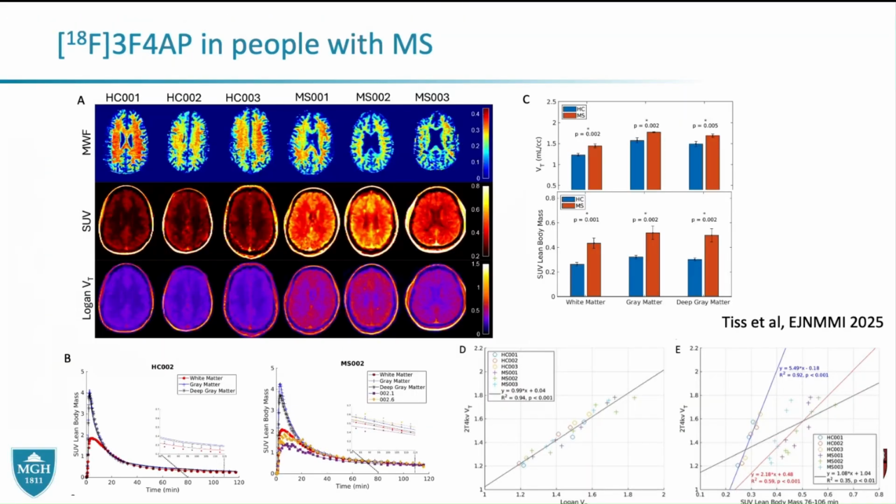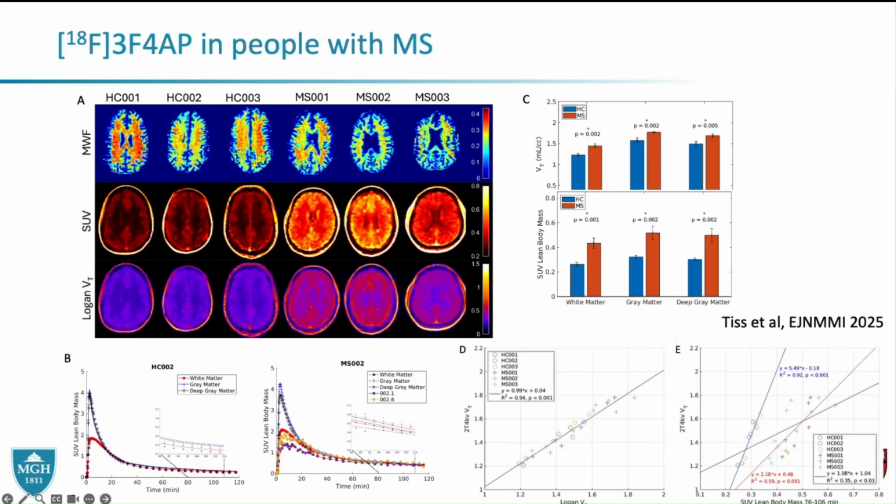And so here is some data in MS. This was a small study with 3 healthy controls and 3 MS. MRI myelin water fraction shows high myelin density in the control subjects and lower myelin density in the MS subjects, as you would expect. The PET also shows very remarkable differences. The PET images from MS are brighter than the ones from the healthy controls. You can also see some focal spots. Those are MS lesions. And this is visible both on late SUV images, but also on parametric images using Logan VT.